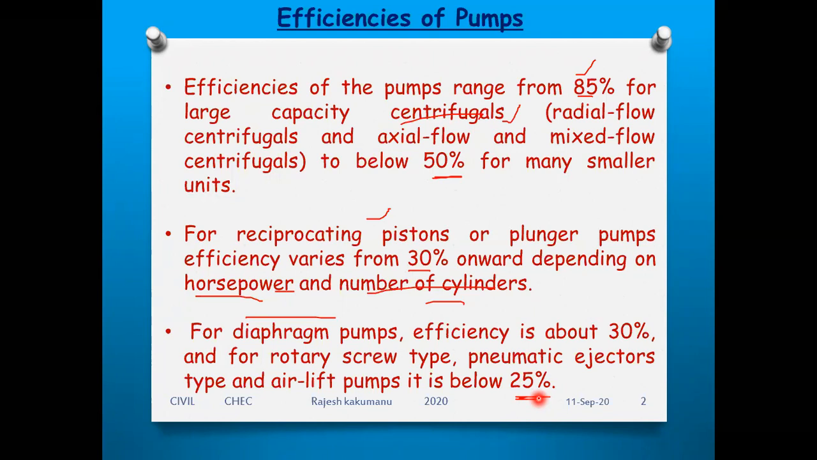So in this slide you can conclude that among all the various types of centrifugal pumps, reciprocating pumps, diaphragm pumps and other types like airlift pumps, the one giving more efficiency is the centrifugal pump with radial flow, axial flow and multi-stage flow. These pumps give better efficiency than diaphragm pumps, airlift, and other types of pumps. But depending upon the application and the quantity of water to remove, every pump is useful in this environmental engineering concept. Okay?